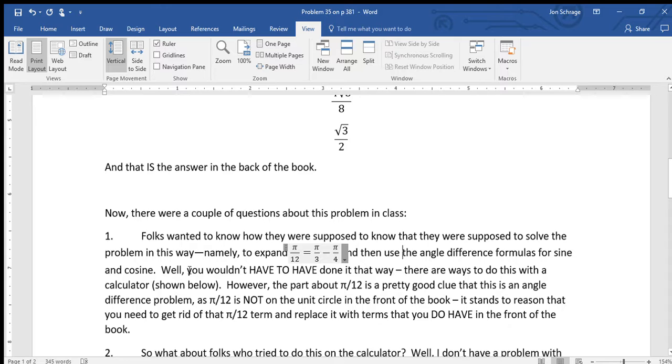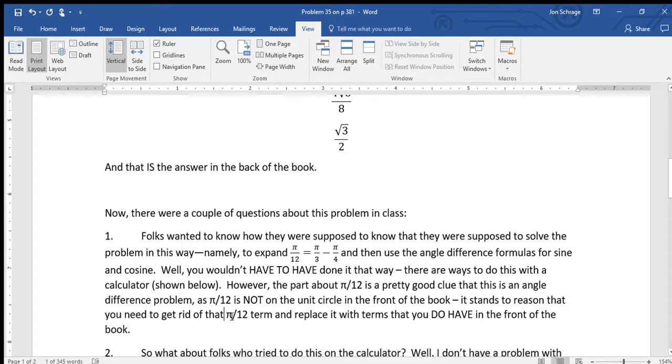Well, truth be told, you wouldn't have had to do it that way. There, in fact, are other ways that you could have solved this problem, and I'll show you two right below, like using a calculator. But really, in this particular problem, this thing about pi over 12 is a pretty good clue about how we're supposed to solve this problem, because pi over 12 is not on the unit circle at the front of the book. If you got yourself a different copy of the unit circle from a different book or a website, it might have been on there, but in general, that's not one that's going to be on there.